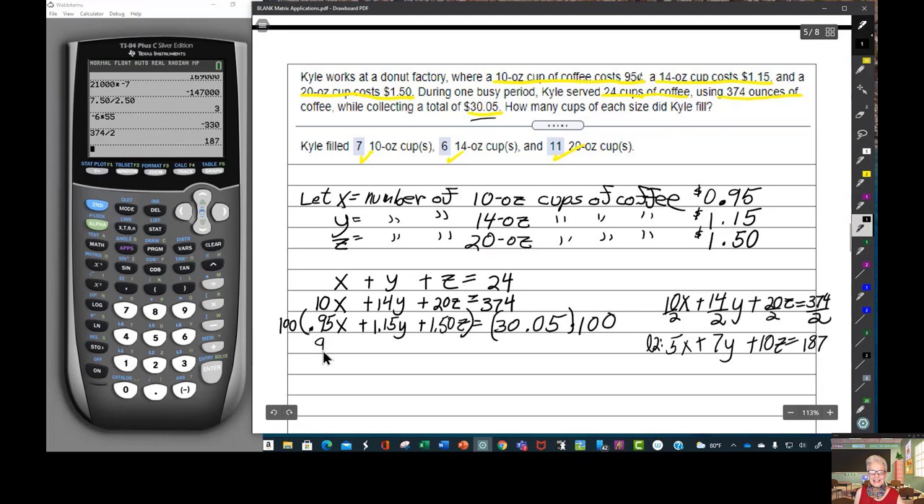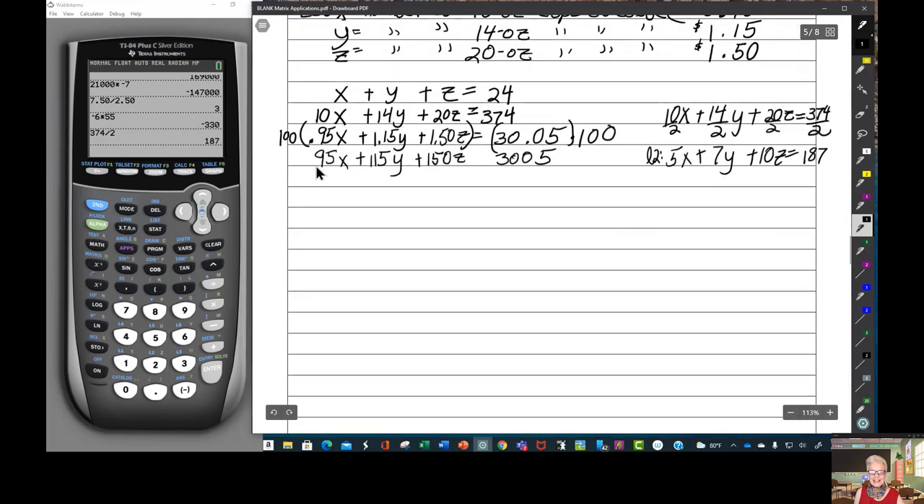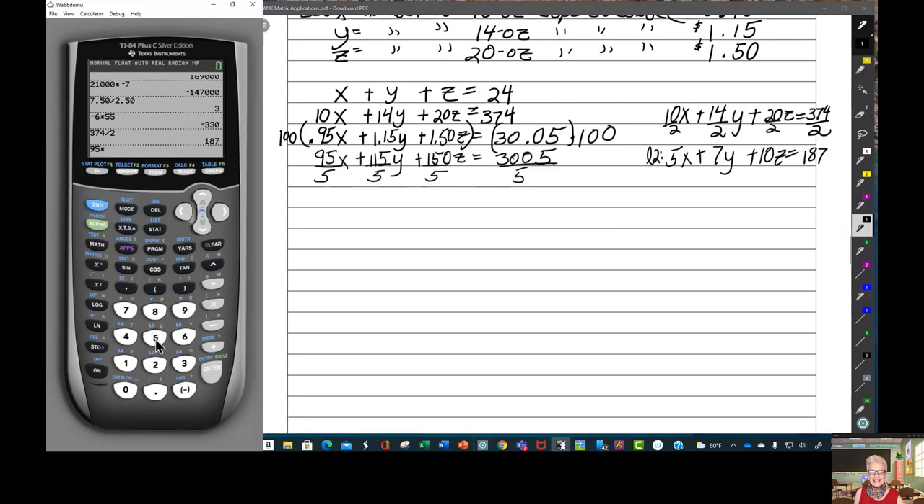Over here, we're going to have 95x plus 115y plus 150z equals 3005. And 5 will definitely go into all those. So I'm going to divide by 5, divide by 5, divide by 5, and divide by 5. And that will give me 95 divided by 5. No, not times. Divide. There.